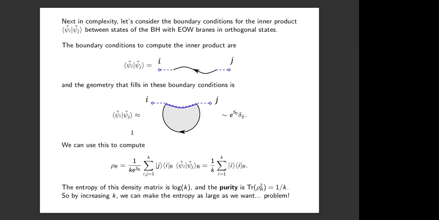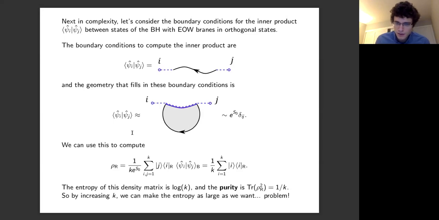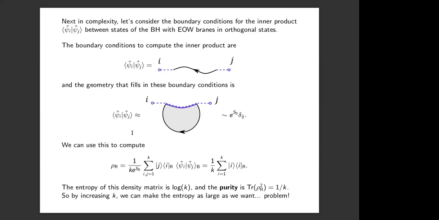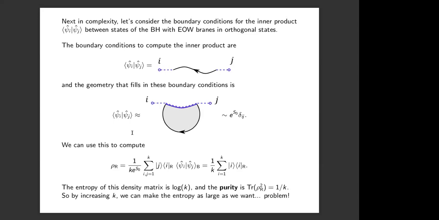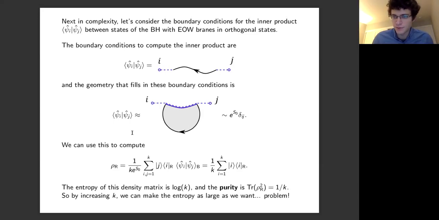Douglas, sorry, it may overlap slightly with the previous comment that you made, but here you say in the first line, between the states of the black hole with end of the world branes in orthogonal states. Here you are assuming orthogonal states, but in this computation you say we get delta ij by this geometry. So are they assumed to be orthogonal, or are you computing this inner product and finding it to be proportional to delta ij? Good. Let me also clarify, you are using psi hats here while there you had psis. Okay, good. Let me clarify both of those things.